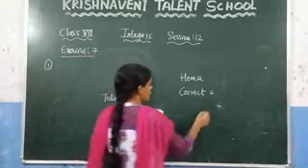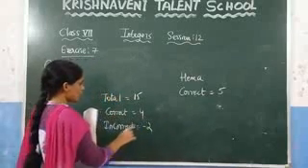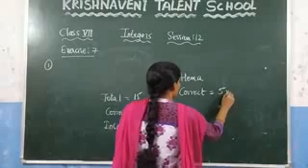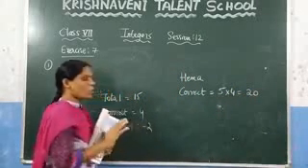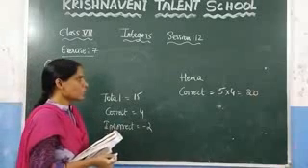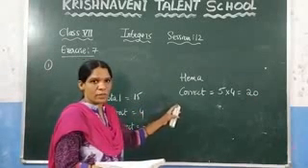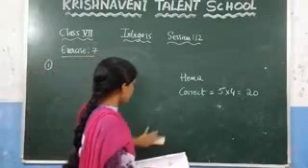So how many correct answers has she written? 5 correct answers. And you know that for each correct answer, how many marks? 4 marks. For 5 correct answers, she gets 5 into 4, which is 20 marks. Since she has written only correct answers, there is no reduction of marks for Hema. So the total score will be 20 marks. Now write this answer.